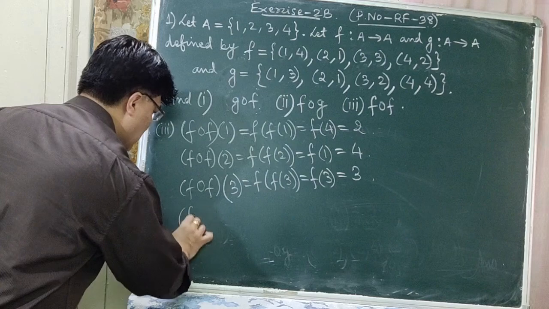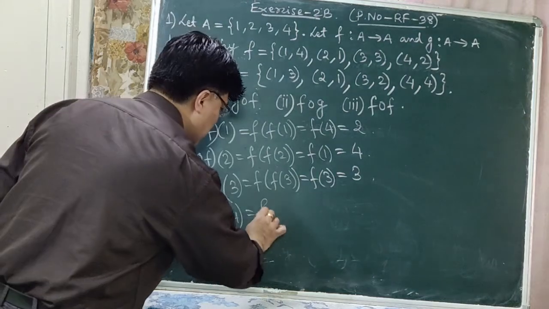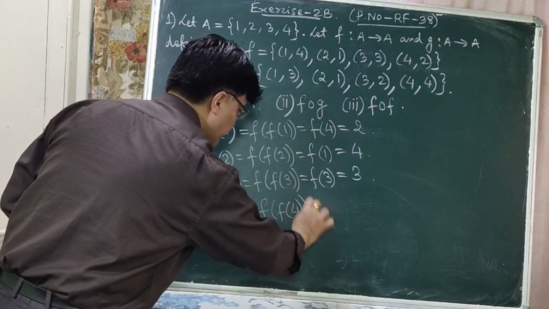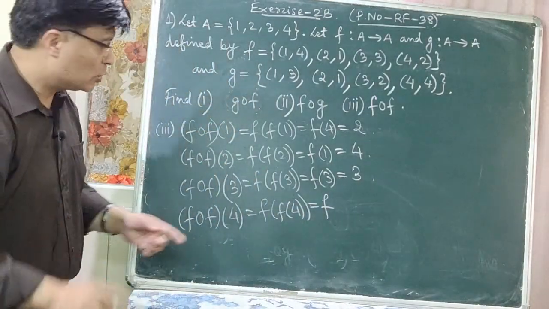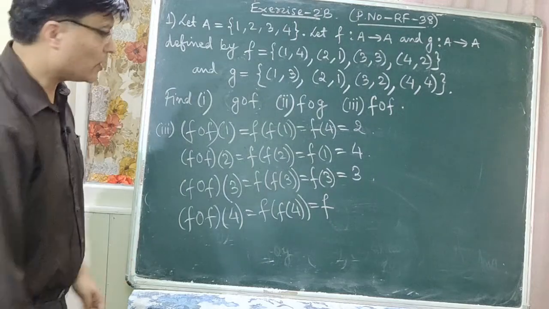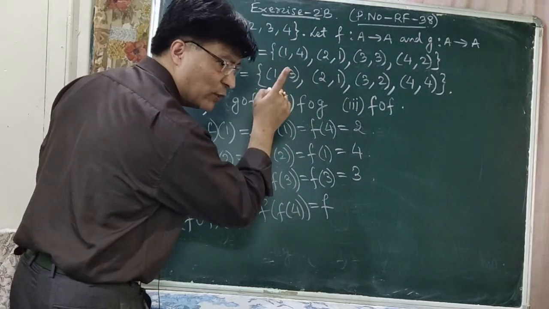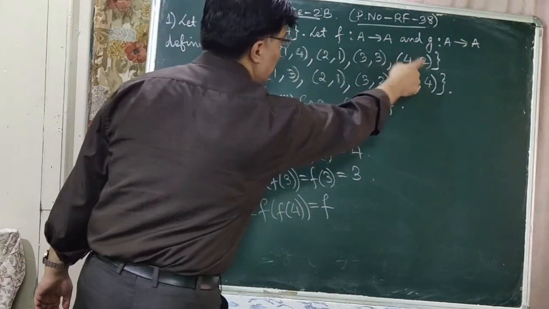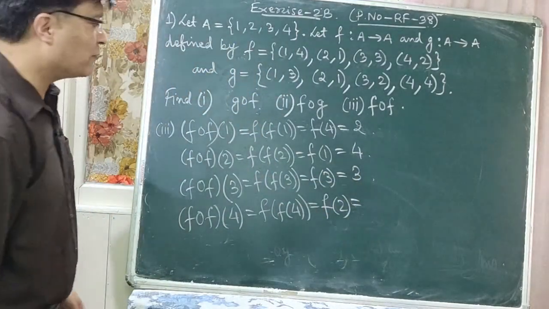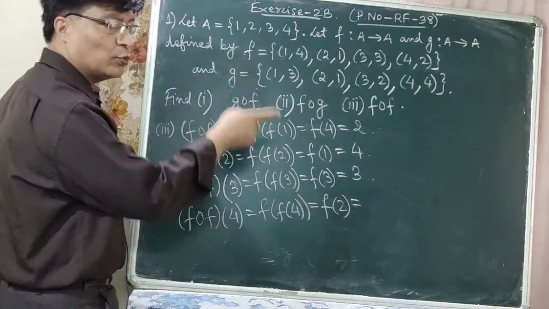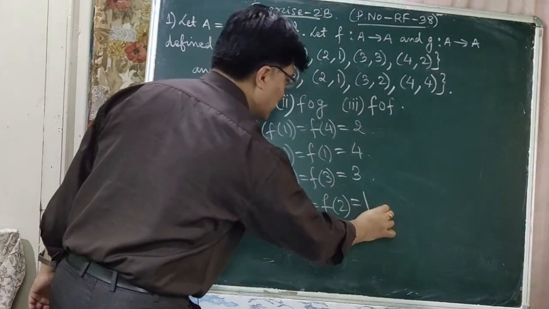Next, you have to find out fof of 4, which is defined as f of f of 4. This f is kept as it is. So how can you get the value for f of 4? That means 4 is related with which number under f? That is, 4 is related with 2. That is f of 2, which is equal to, what is the value for f of 2 now? 2 is related with which number under f? 2 is related with 1 under f. So its value is 1.